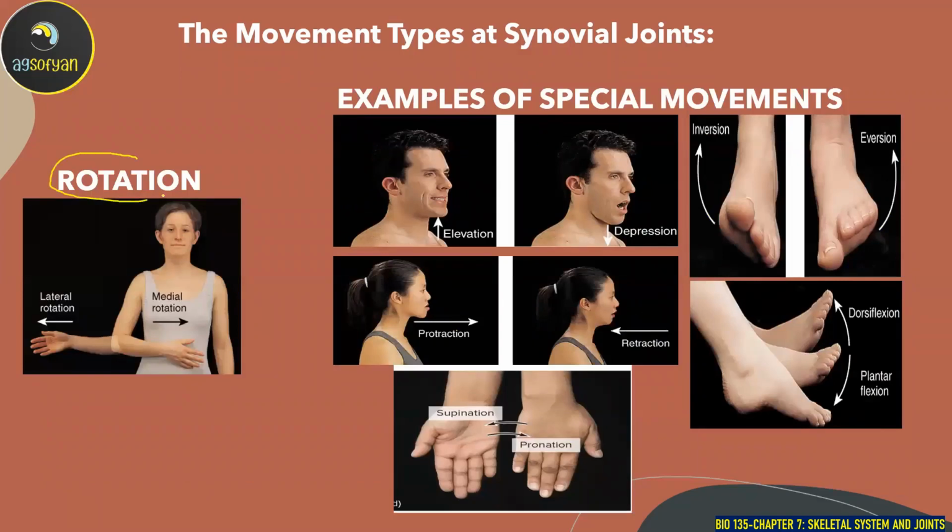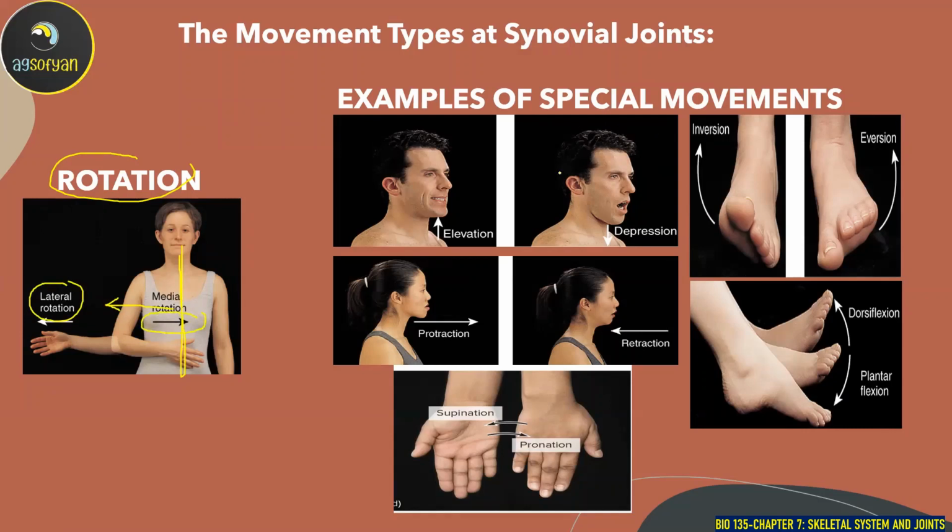Rotation, this is an example of rotation. When we rotate our arm inside, it is going to be medial, because this is the median, the middle part of our body. And it's going to be lateral when we move it out from our body. So this is a lateral rotation, and this is a medial rotation.